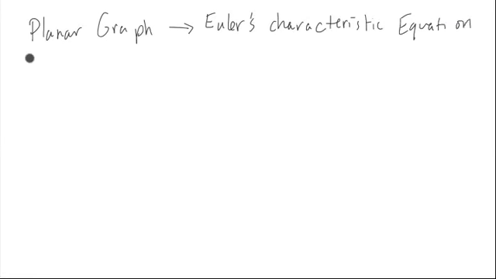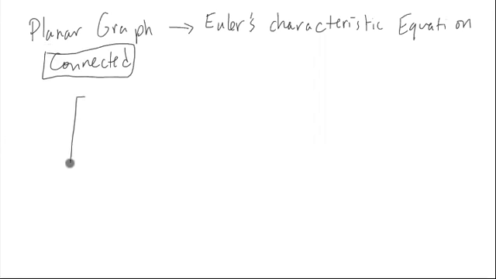Let's take a look at what a planar graph is and how we can think about Euler's characteristic equation or formula for such graphs. So, what do we got? A planar graph is connected, and that provides a nice connection between the incidence matrix range and the number of vertices.